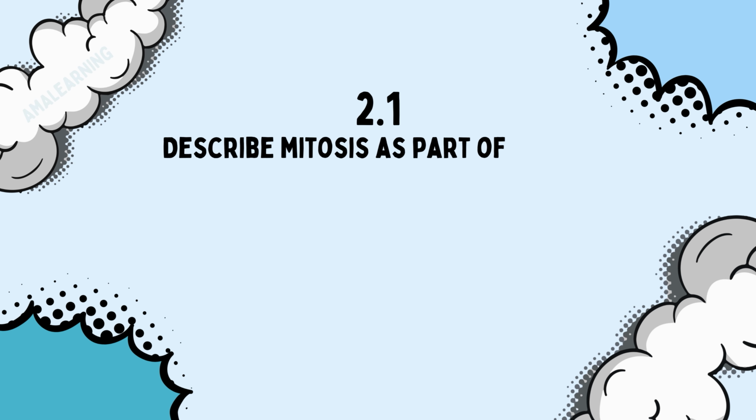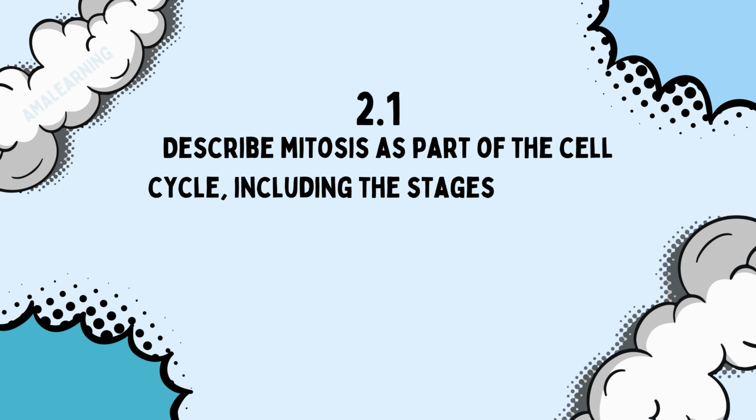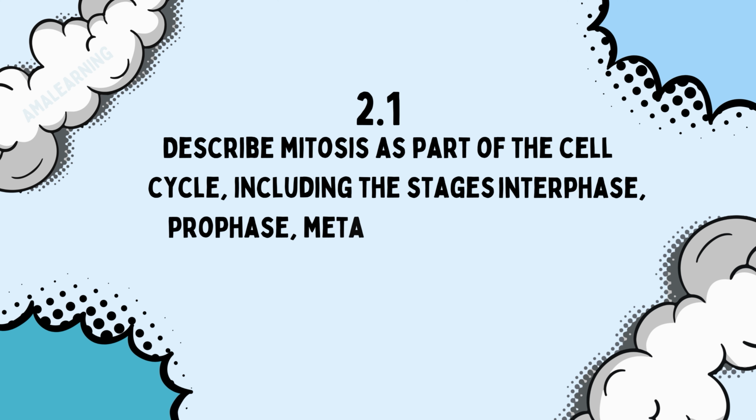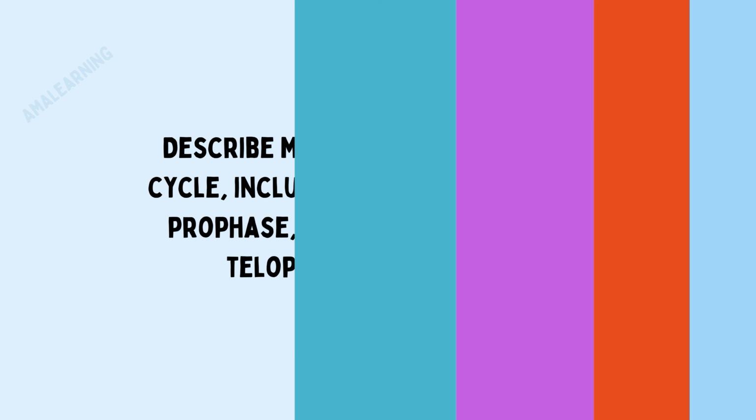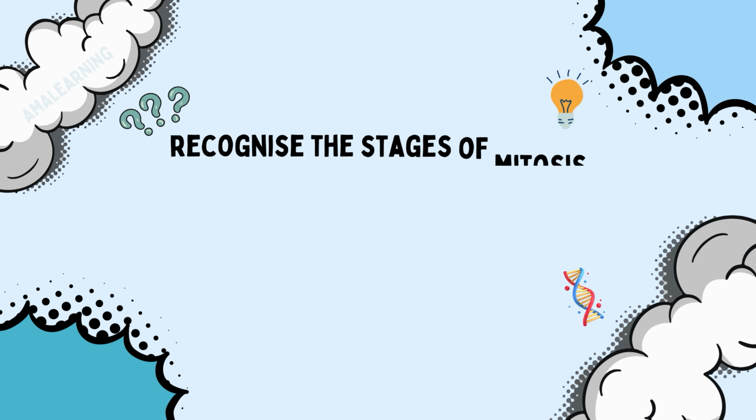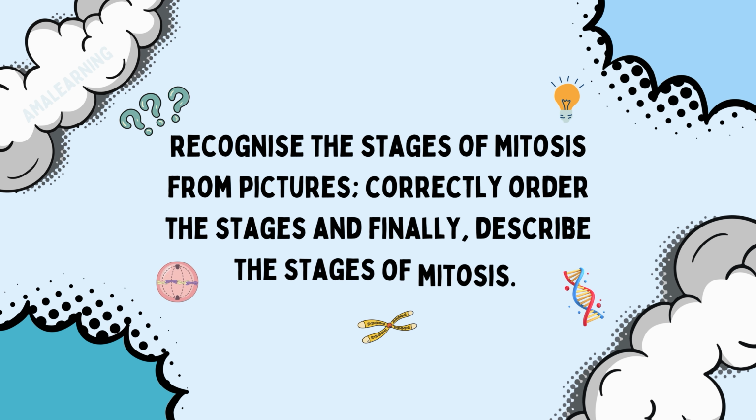Specification point 2.1. Describe mitosis as part of the cell cycle, including the stages interphase, prophase, metaphase, anaphase and telophase and cytokinesis. To successfully answer any GCSE question linked to this specification point, you will need to be able to recognize the stages of mitosis from pictures, correctly order the stages, and finally describe the stages of mitosis.